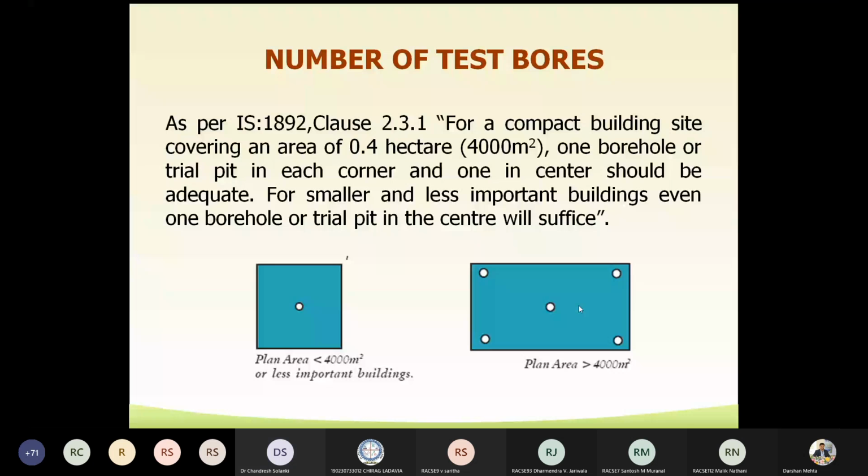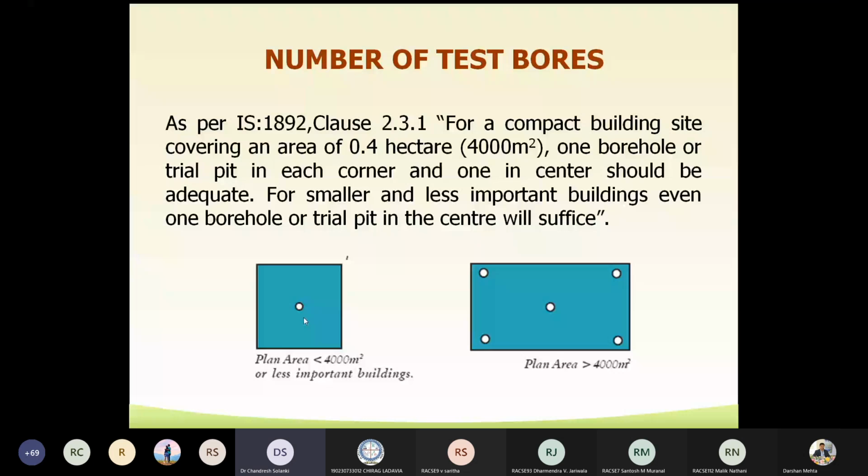This indicates that whenever you have very important buildings on a rectangular plot with an area of more than 4,000 square meters, the minimum number of boreholes required is 5. Whereas in the case of smaller and ordinary buildings, when the area is less than 4,000 square meters and the plot is square, sometimes one borehole is sufficient. This is because in a square plot, the corners are closer to the center.